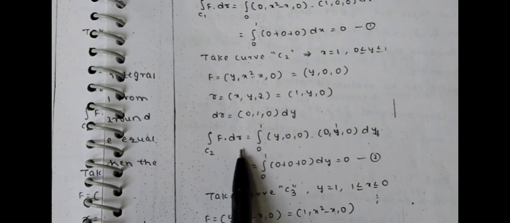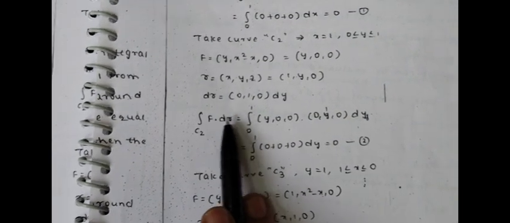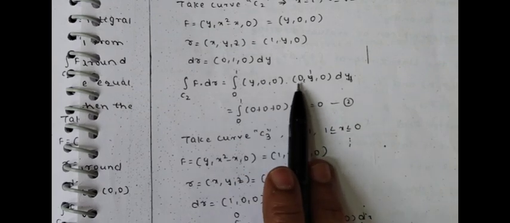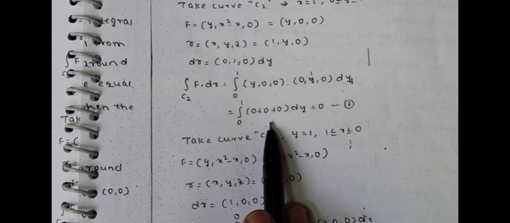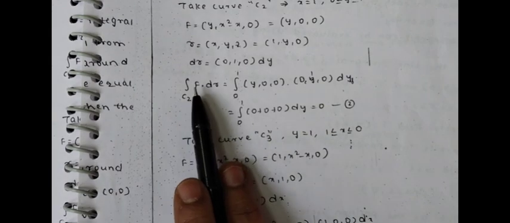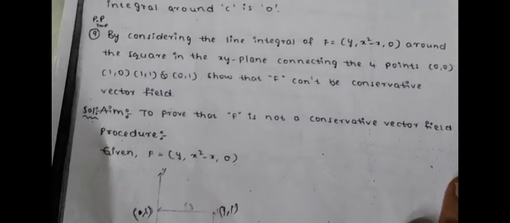Again substitute F dot dr, with respect to y, whose limits are 0 to 1. Again we take the dot product, that is 0 plus 0 plus 0. So we again get the same line integral value for C2, which is 0. Now we will go for C3.